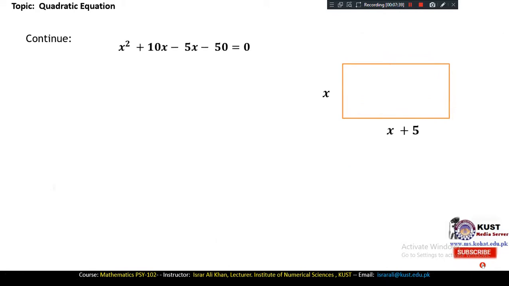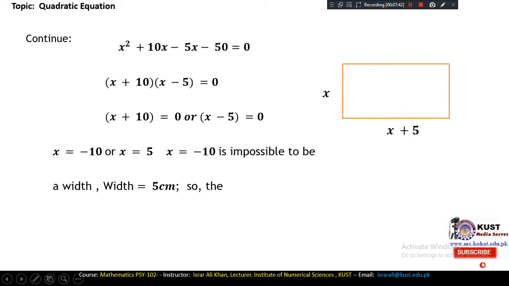So the method we discussed in the previous slide, we make two couples here of these four terms. From this we take x common, and from this we take 5, and (x + 10)(x - 5) = 0. We equate them separately to 0, and from here we get x = -10 and x = 5. x = -10 is not possible, length can never be negative, so we take x = 5, which is the width, and to find the length we add 5, so 5 + 5 = 10.